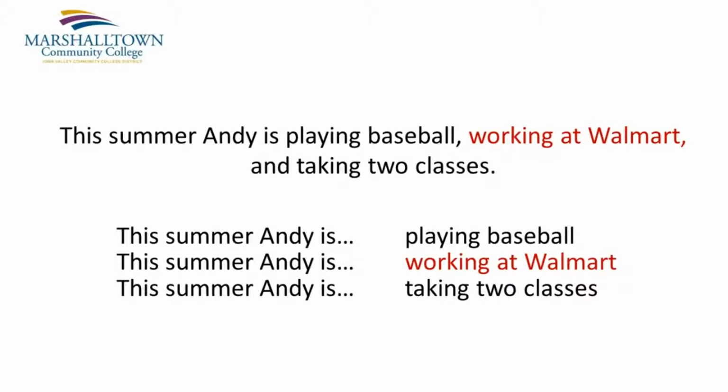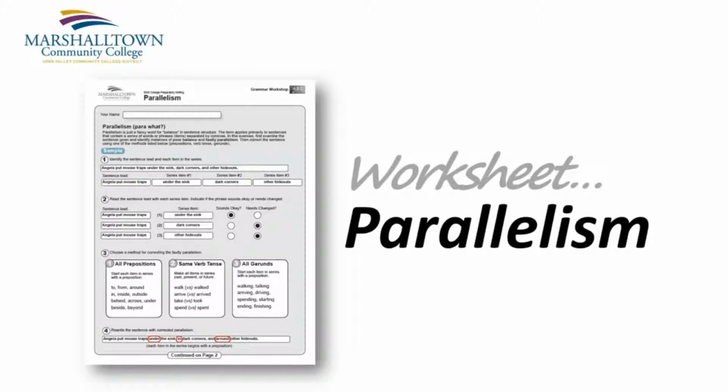This summer Andy is working at Walmart. Now let's put the sentence back together. This summer Andy is playing baseball, working at Walmart, and taking 2 classes. That's much better. The worksheet I've provided you in this week's module will give you a chance to practice identifying errors in parallelism and then use the techniques I've just described to correct the problem.